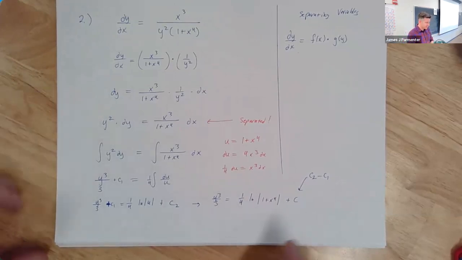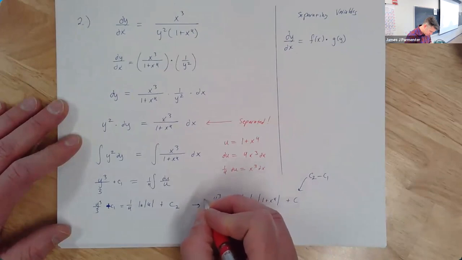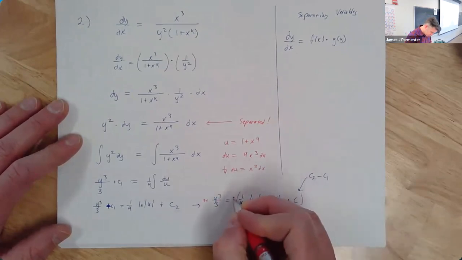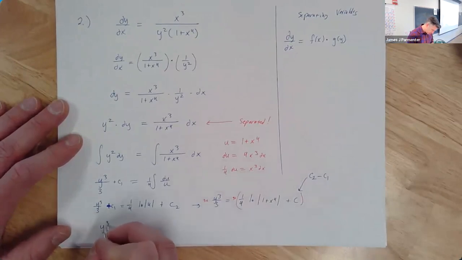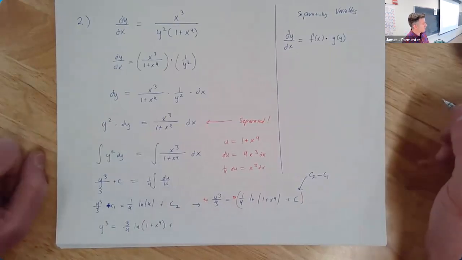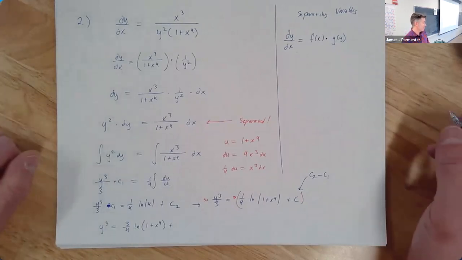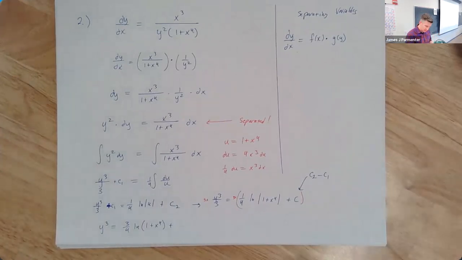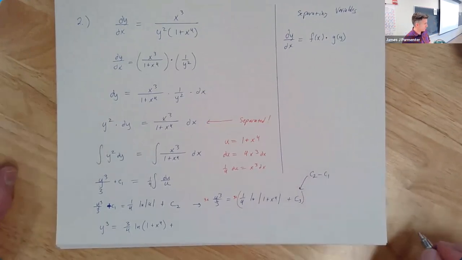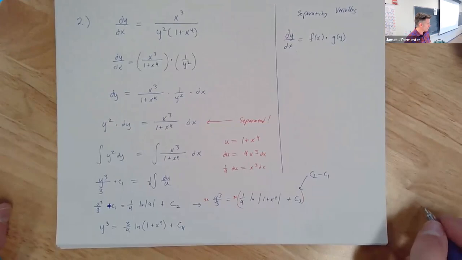So check this out. This is where things get a little bit, I just want to say weird, we have to be careful. So I'm going to multiply both sides by 3. Okay, so I'm going to get y cubed equal to 3 fourths natural log of parentheses 1 plus x to the fourth plus, I'm not going to write 3 times c. What I'm going to do instead is say, well, 3 times a constant is still a constant. If you like, and I will for this one, I'm going to use some labeling so that we can see that things are different, but not that different. So this here is really my third constant. And then when I multiply 3 times that constant, I'm going to get a new constant, c4.